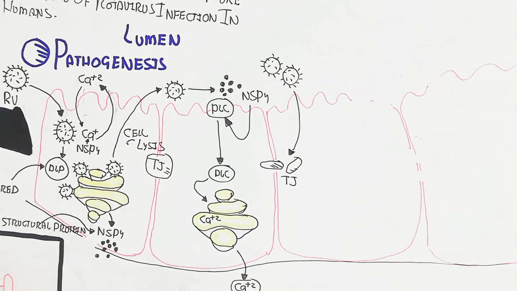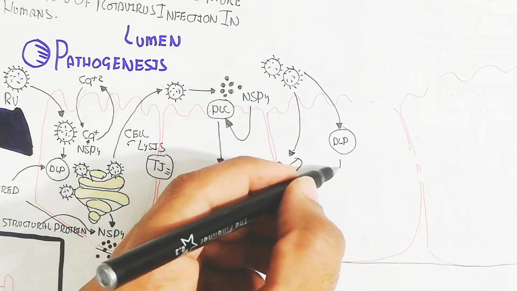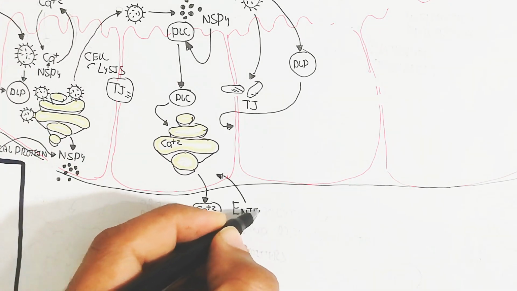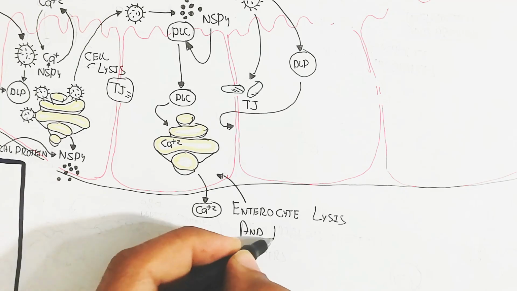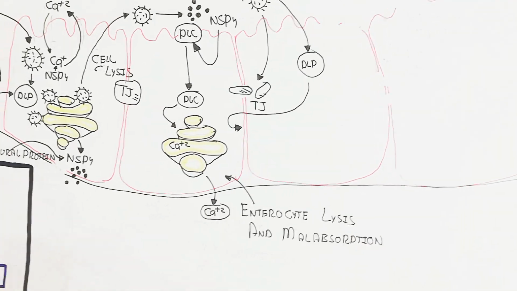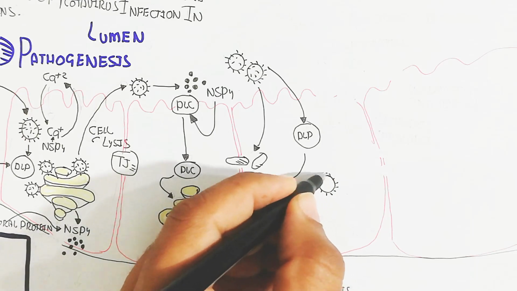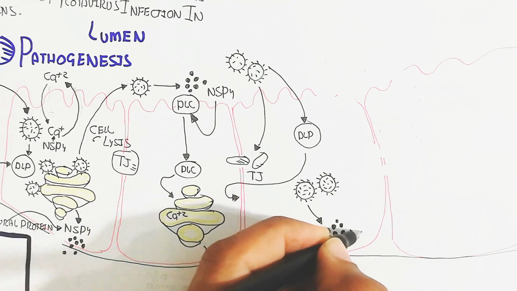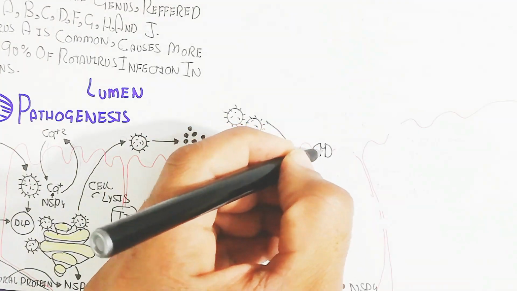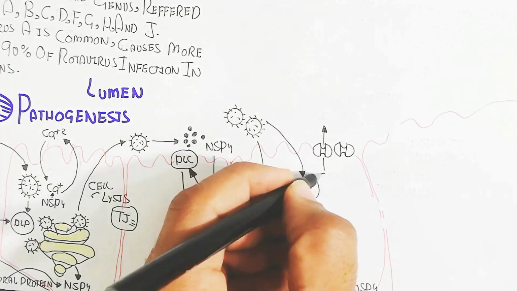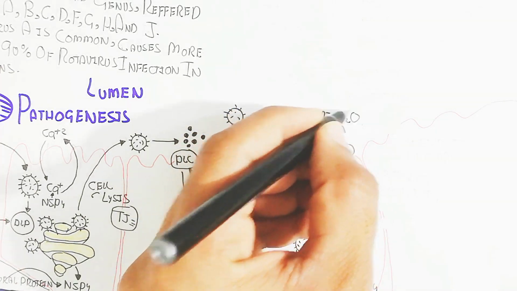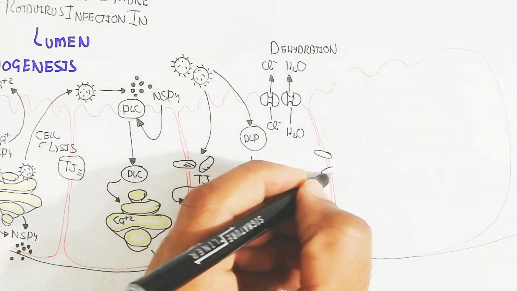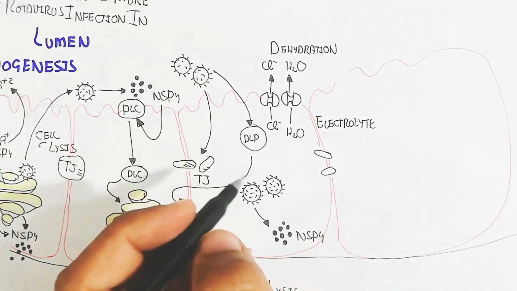On the other hand, the tight junction will be damaged. In this way, the permeability of the enterocyte will increase, leading to a water imbalance problem, enterocyte lysis and malabsorption of the nutrients, which will be defecated. In this way, malnutrition will occur. And the NSP4 protein is produced further, and dehydration occurs due to the outflux of water and chloride ions through NSP4 protein, which will lead to electrolyte imbalance.